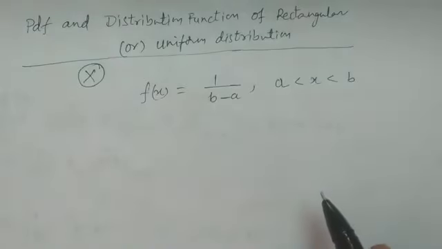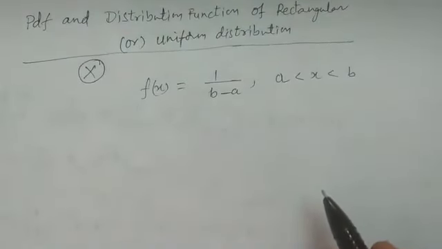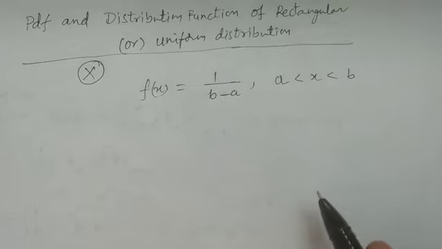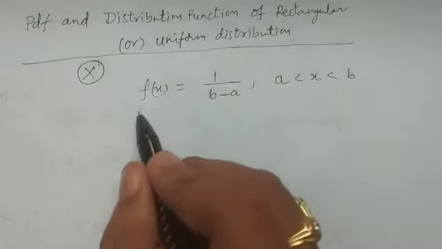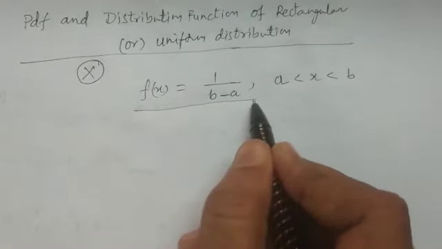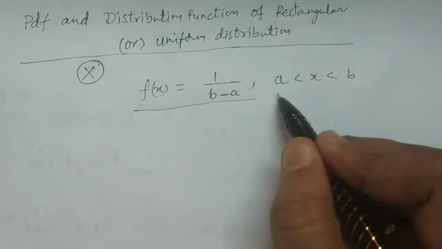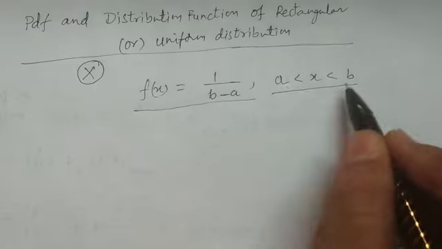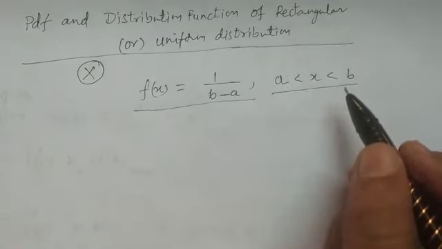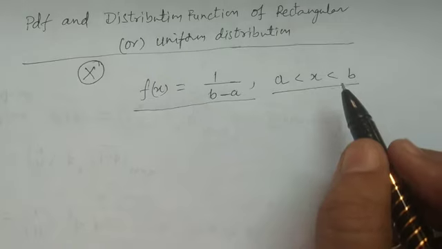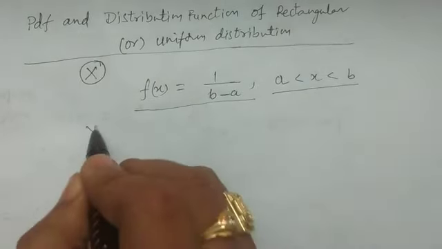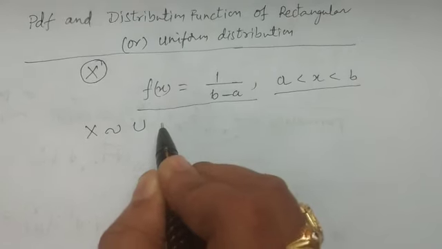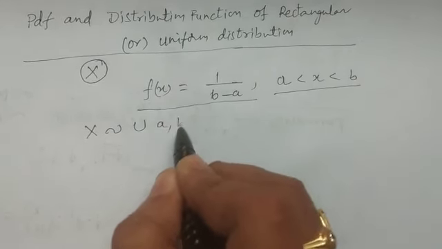Then the random variable x is known as a rectangular variable or uniform variable, that is, the random variable having the probability density function f of x is equal to 1 by b minus a in the range a less than x less than b, that is, x lies between a to b, is known as rectangular distribution or uniform distribution. It is written as x follows uniform distribution with the parameters a comma b.